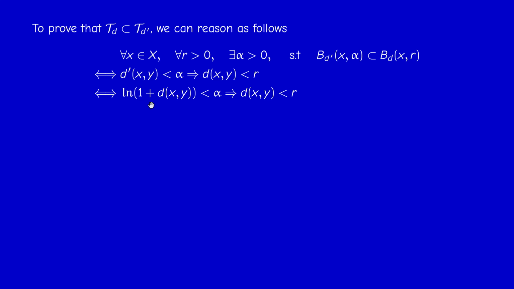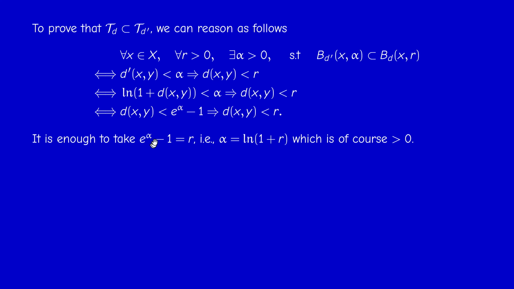And I replace d prime by its value, take the exponential, subtract 1, so you get this condition. For every x, for every r, there is alpha such that this is true. And when is this true? It's enough to take e^alpha minus 1 equal r. But when I solve this equation in alpha, I get alpha equal ln of 1 plus r. Okay? So this condition is satisfied. For every r, there is alpha that could be taken ln of 1 plus r or anything smaller actually. And therefore, we have the reverse inclusion. So the two distances are topologically equivalent because they generate the same topology.